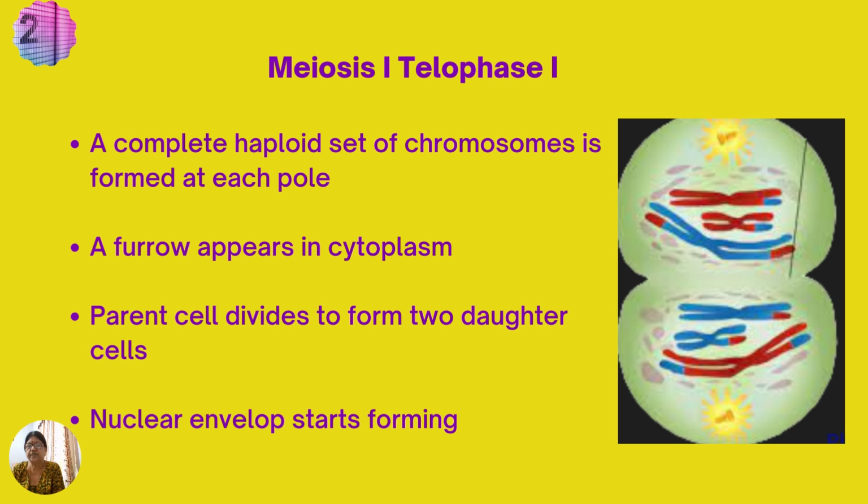In meiosis 1, the next stage is telophase 1. At each pole during this stage, there is a complete haploid set of chromosomes, but each chromosome still has two sister chromatids. A cleavage furrow appears, and by the end of the stage, the parent cell has divided into two daughter cells, and the nuclear membrane begins to form.